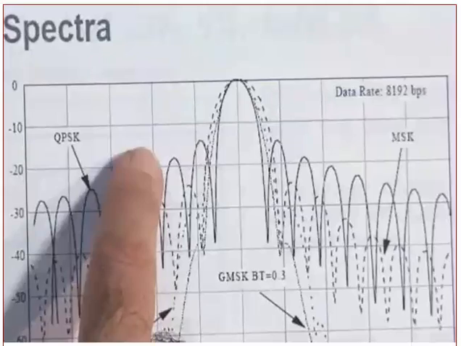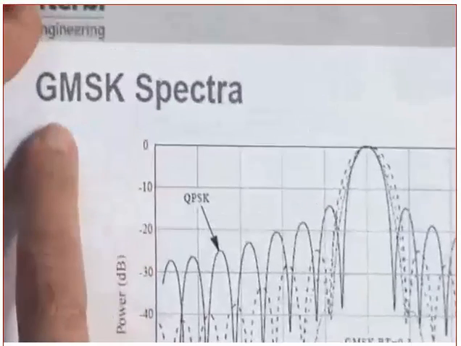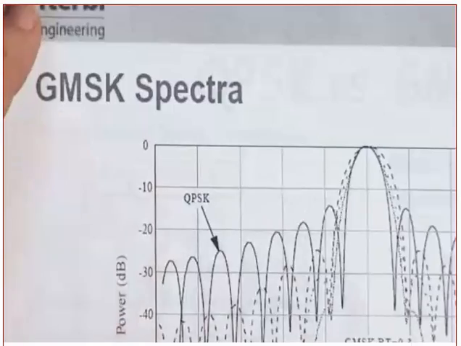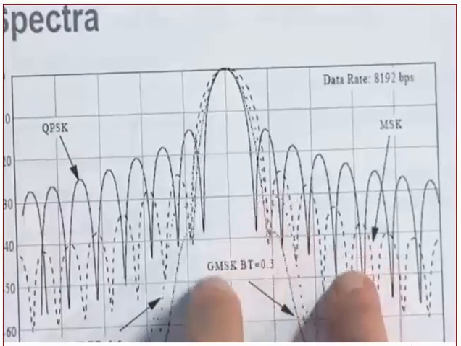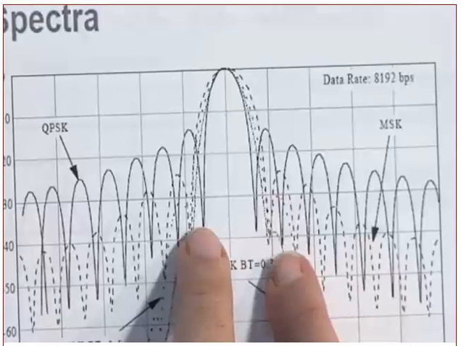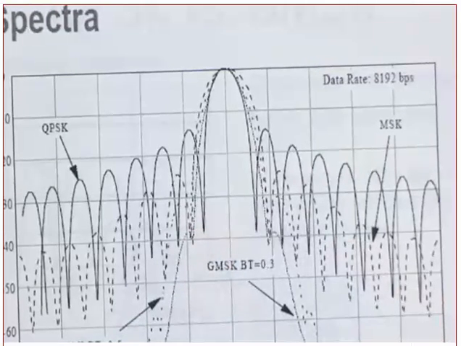Do you see the solid? The solid is QPSK. The dotted is the GMSK. Tell me, what do you notice? First of all, look at the main lobe. Which one is a bit wider? The GMSK is a little bit wider. The main lobe, yes or no? Okay, but I want you to see the side lobes. Which one is dying faster? The GMSK is dying faster.